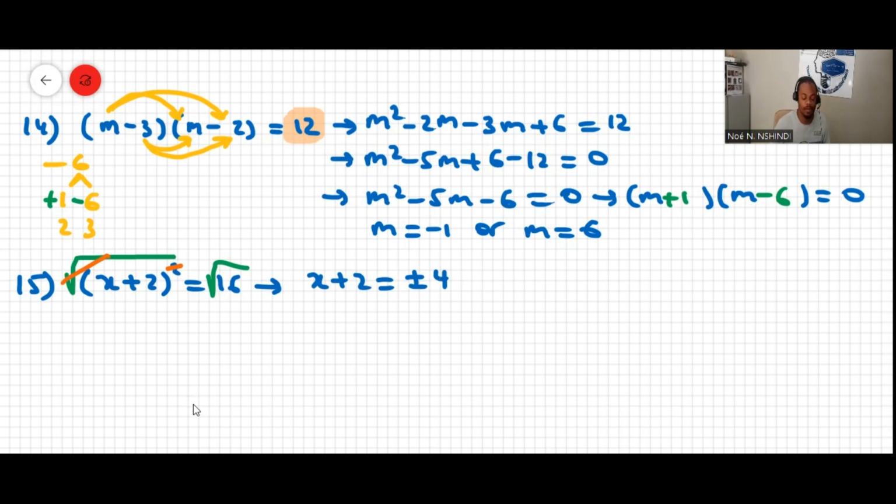When you have an equation, you use plus minus, but if it was just the square root of 16, you say 4, not plus minus, but just 4. But in the equation, you say plus minus 4. Then we can move the 2 over. So this will be -2, plus minus 4.